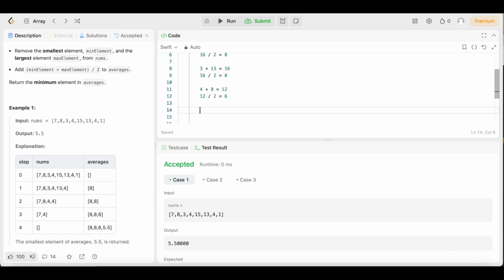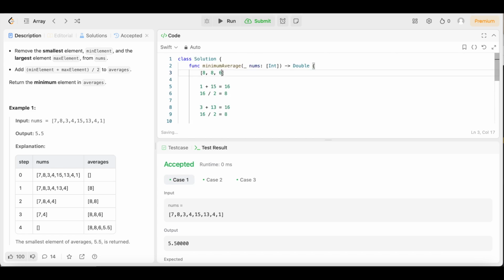So then we're going to come down here. Last numbers are 4 and 7. Smallest is 4, greatest is 7. So we're going to do 4 plus 7. That's going to be equal to 11. And then 11 divided by 2 equals 5.5, right? So then we're going to come up here and we are going to add 5.5 to our averages array. And now it's going to look like this. They should look the same. Yep, they look the same.